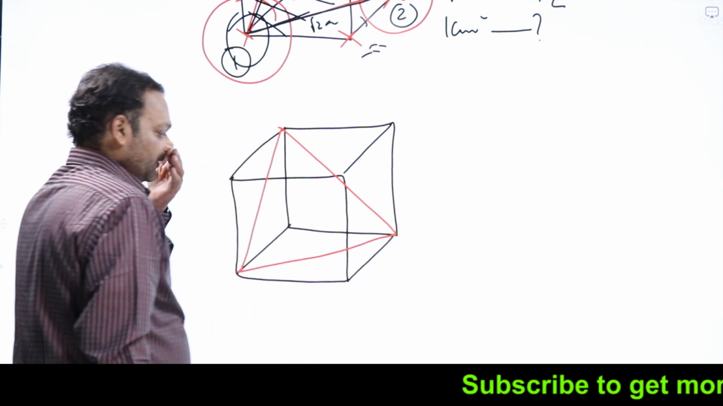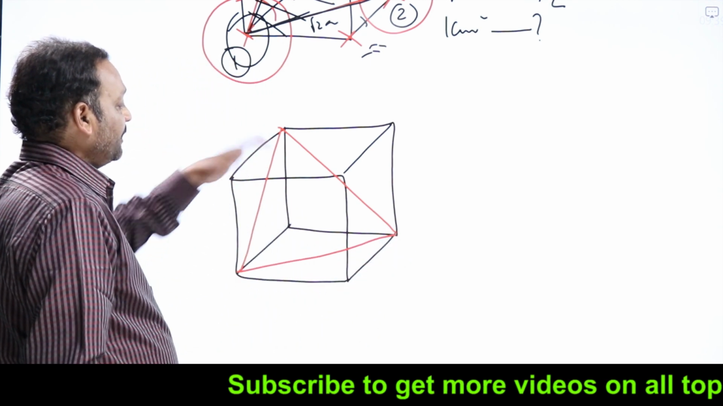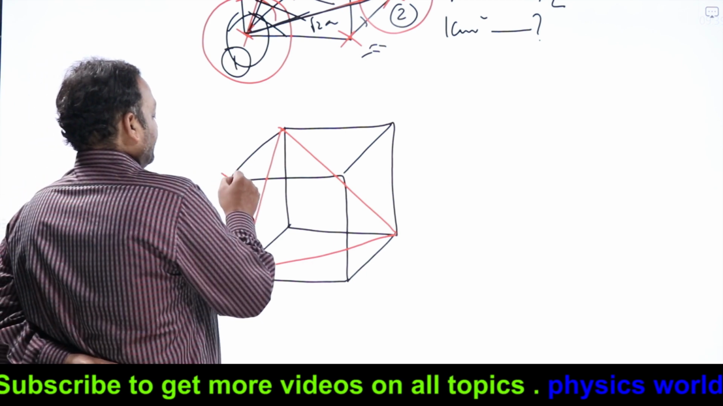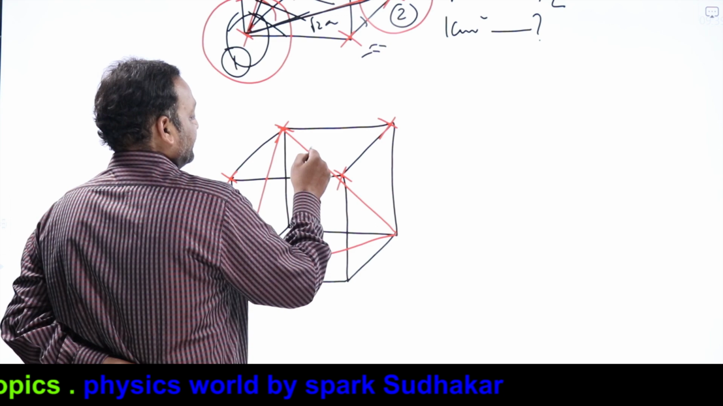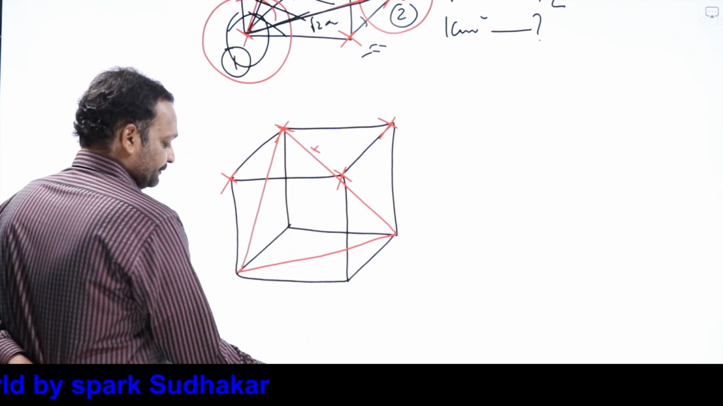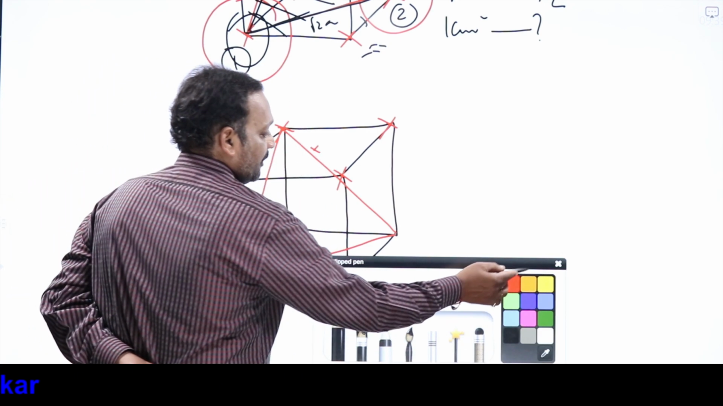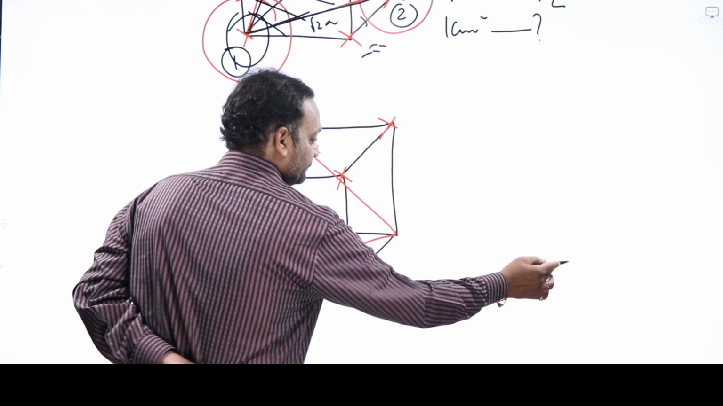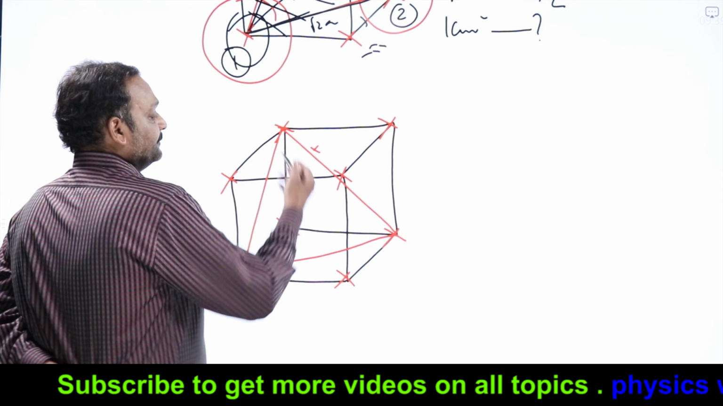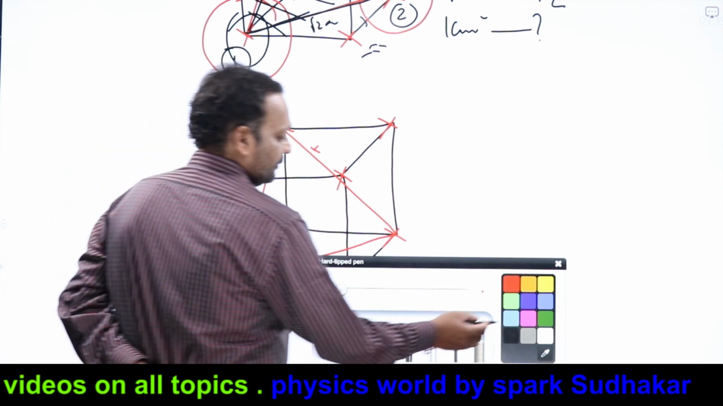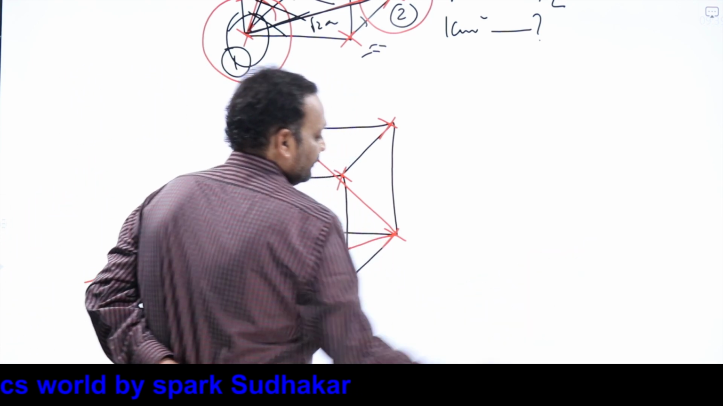Now if you ask me to put atoms according to the FCC structure, I'll put one atom here, one atom here, one atom here. At the top face center also, I'll put one more atom. Let us put first on corners and then proceed. Okay, this is corner. Corner atoms are covered.